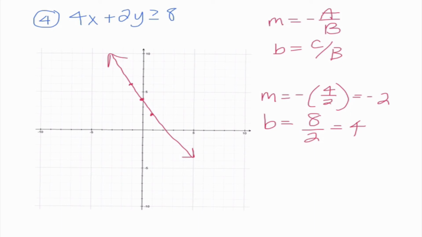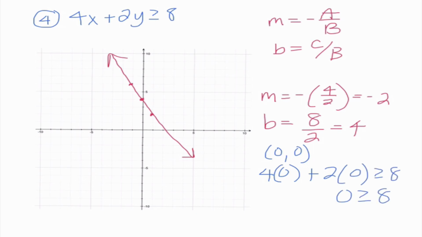Okay, and I just want to double check, how did I know that my line should be solid? And that's because of this inequality symbol. When I substitute 0, 0 in, if it works, I'm shading over here. If it doesn't work, I'm shading on the other side. So I'm going to do 4 times 0, plus 2 times 0 is greater than or equal to 8. Is 0 greater than or equal to 8? And of course, we know that answer is no. So I'm going to shade on the other side. So everything kind of to the right there of that line is a solution.